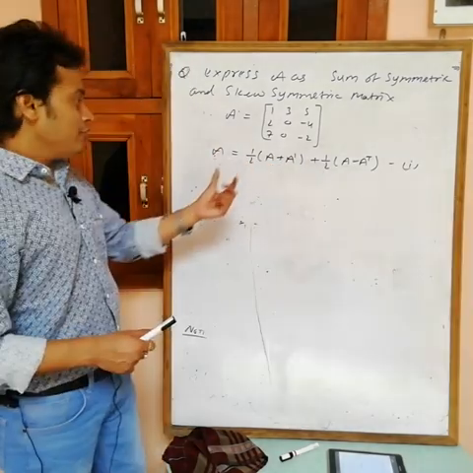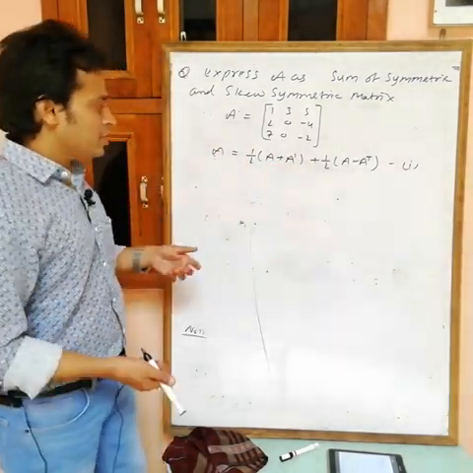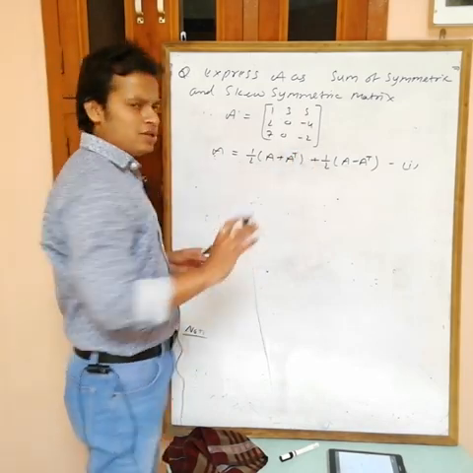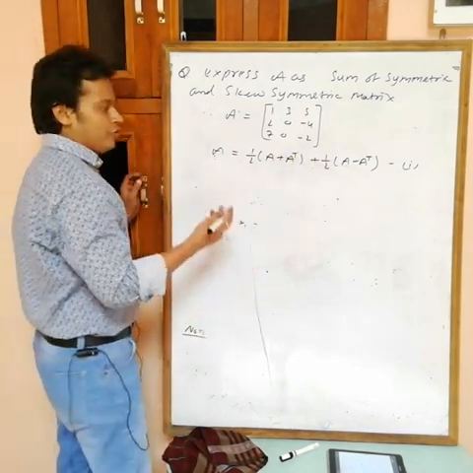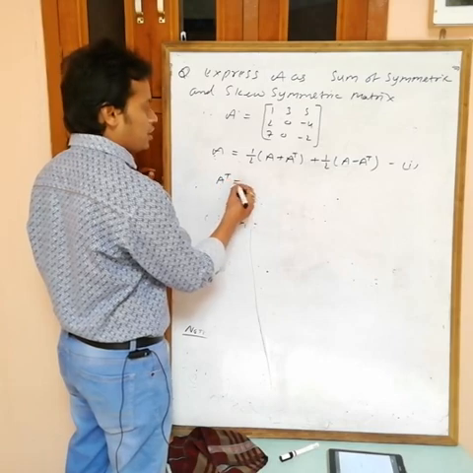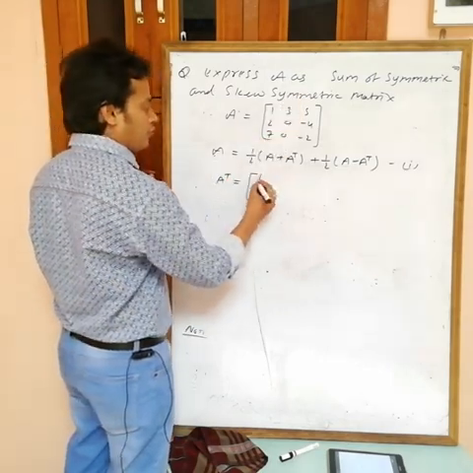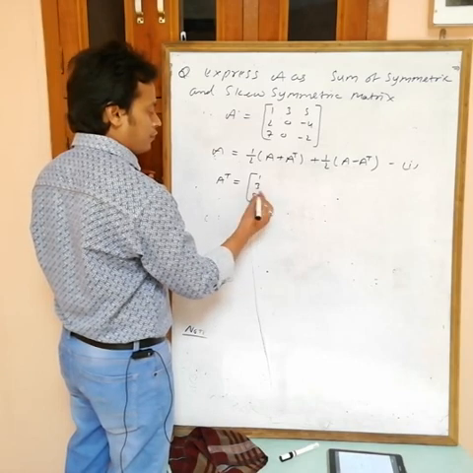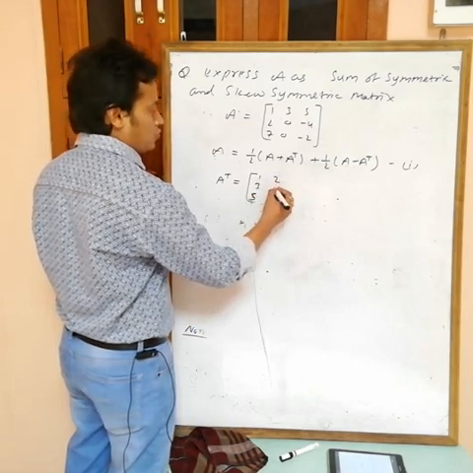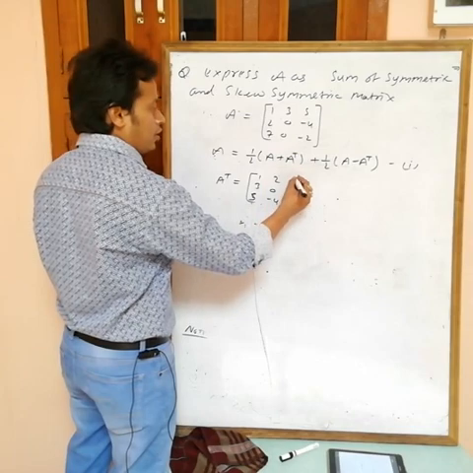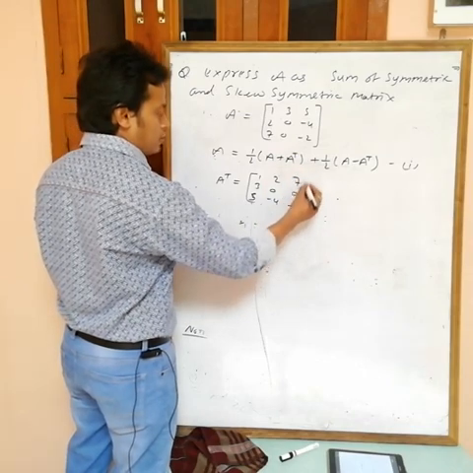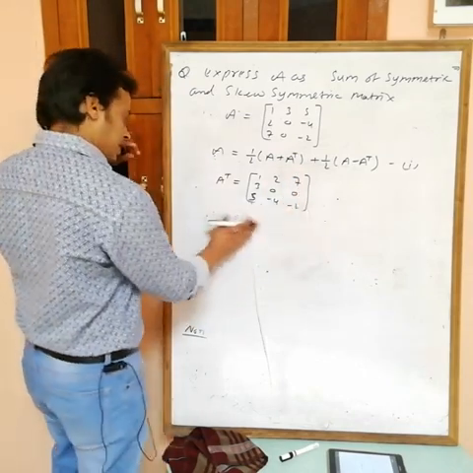So this is the formula to express any matrix in terms of symmetric and skew symmetric matrix. Now we want A plus A dash and A minus A dash. Dash or transpose, both are the same thing. So we have the value of A. Now find the value of A transpose. A transpose equals row into column: 1 3 5, then 2 0 minus 4 and 7 0 minus 2. Okay, this is the A transpose.